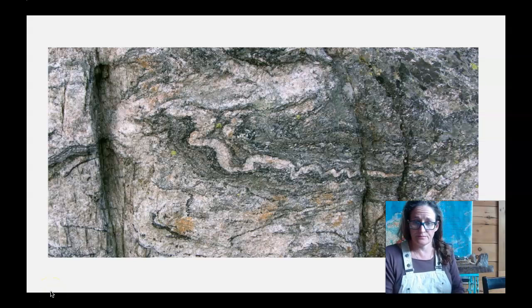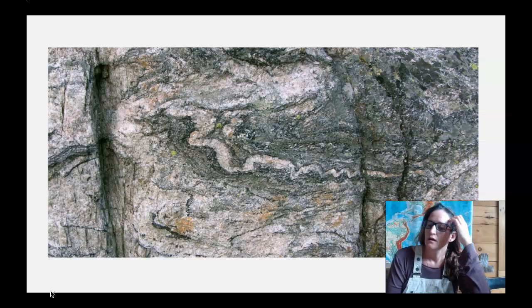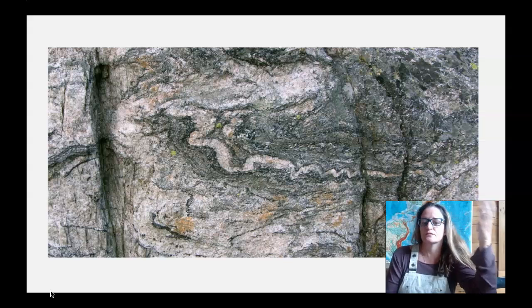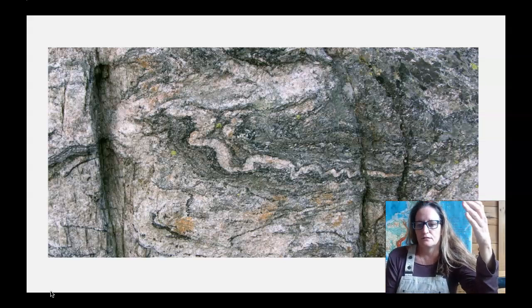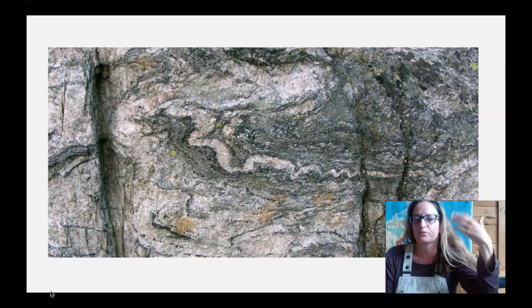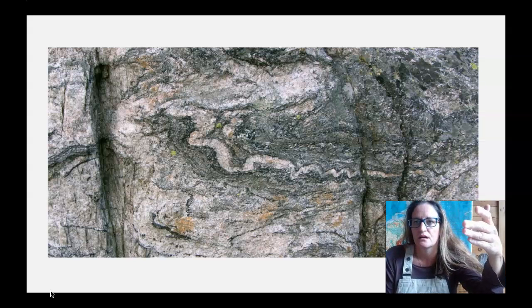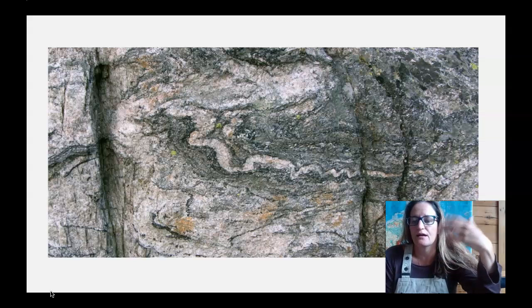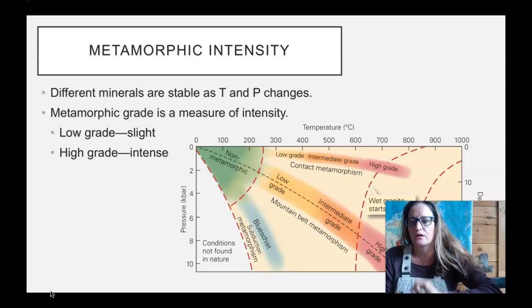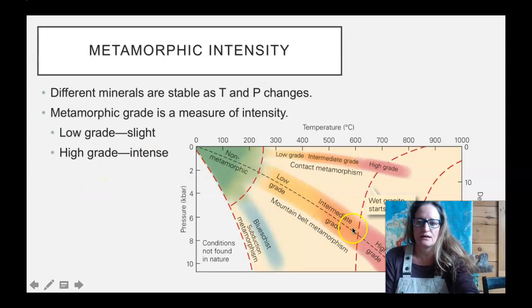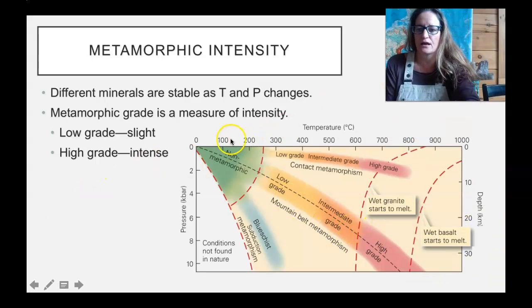Okay, metamorphism happens. The rocks change texture, they change mineralogy, and we report or collect data on those changes. And we like to report what's the intensity or what grade or what level of metamorphism that rock got to. One of the ways we look at it here with grade is from low grade to high grade.